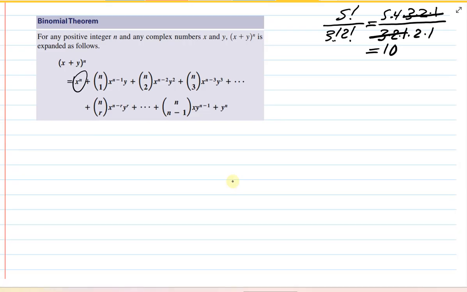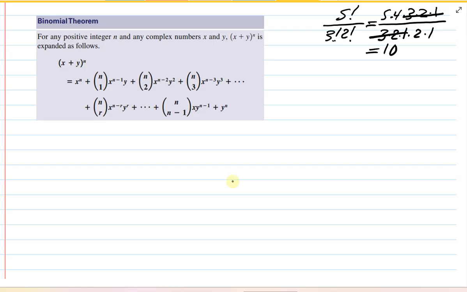It starts with x to the n, ends with y to the n. And then in between, see that? You subtract an exponent from x. Each term, you subtract 1 and so forth. And y actually gains 1 each time. So they're basically copying the patterns that we just saw, except with general descriptions. The coefficients in front, there you go. These are the binomial coefficients that you're looking at.